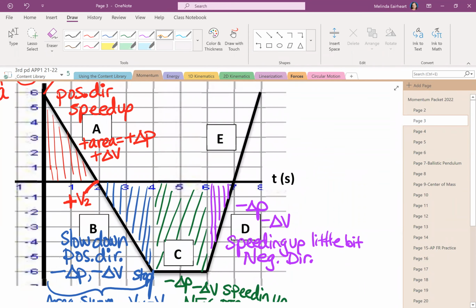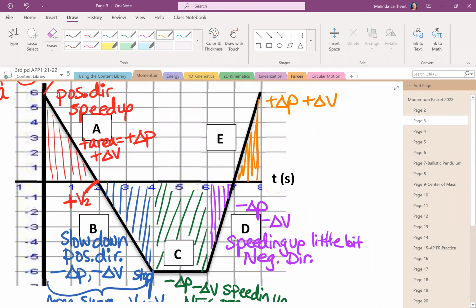And so what's happening in E? Now I'm getting pulled to the right. Look at your area here. I got a positive change in momentum, a positive change in velocity. So we were speeding up going to the left. Now somebody pulls us to the right. What's going to happen to this object? It's going to slow down.